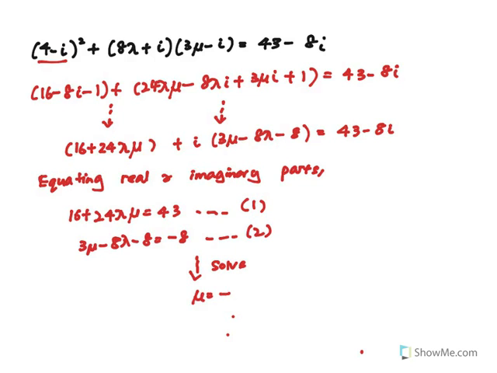Eventually you're going to get mu to be plus or minus square root 3 and lambda to be plus or minus 3 square root 3 over 8. So I'm not going to go into detail on how to solve; I hope you can do it.